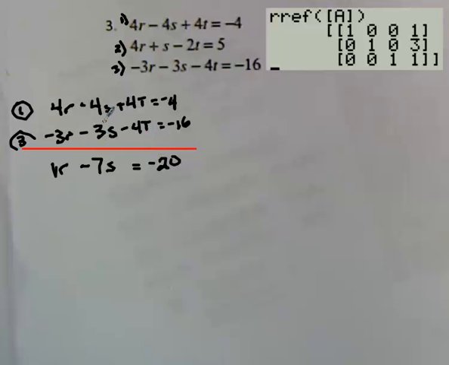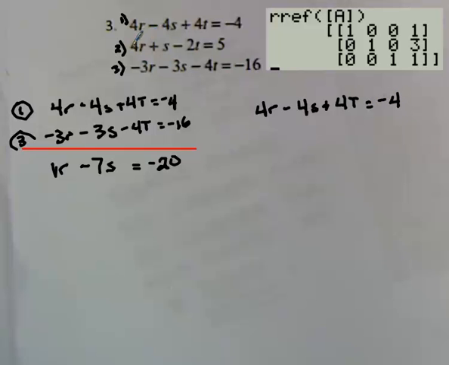Now, let's take one of those equations and work with equation 2. I get my choice. So we need to get rid of the t's again, because we got rid of the t's in this one. So I'm thinking 1 and 2. So if I take equation 1, so again, that is 4r minus 4s plus 4t. That's equal to negative 4.